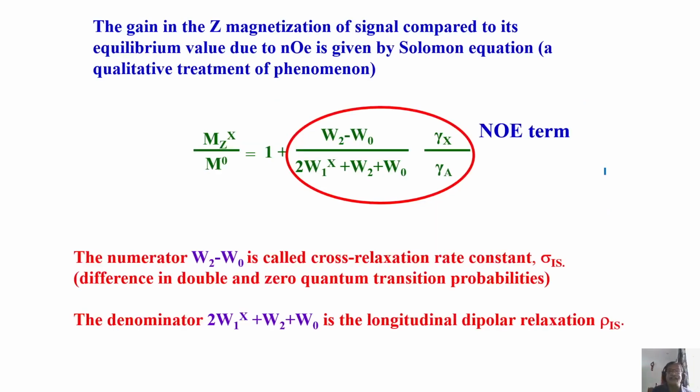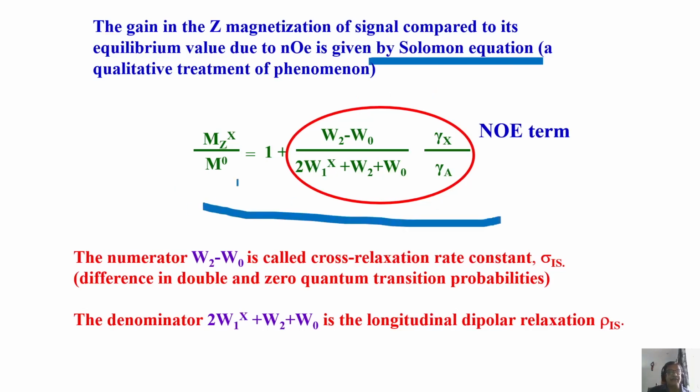The Z magnetization, the gain in the signal intensity, is given by the Solomon equation. It is a qualitative treatment of the equations. Solomon has done that and given an equation like this. If I look at the spin Mz(X), what is the gain in the X nuclei with respect to the equilibrium can be given by a simple equation, and this is a NOE term and depends upon W2 minus W0 and all the 3 relaxation pathways.